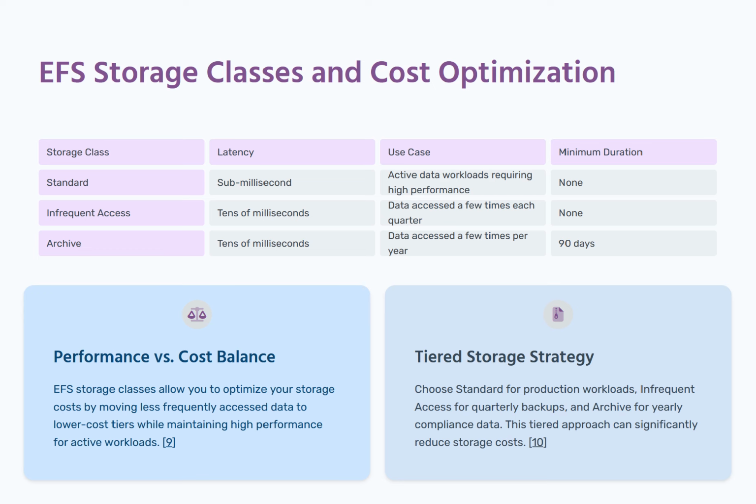Use cases: for active data workloads requiring high performance, we use standard. There's no minimum duration for that one, and it has millisecond access. Infrequent access is for data you need a few times each quarter, say camera files, where you want to see an incident that happened one or two months back. There's no minimum duration there. Then archive is a few times per year, with a 90-day minimum duration. So this is a tiered storage strategy, balancing performance versus cost when you select these tiers according to your requirements, right?